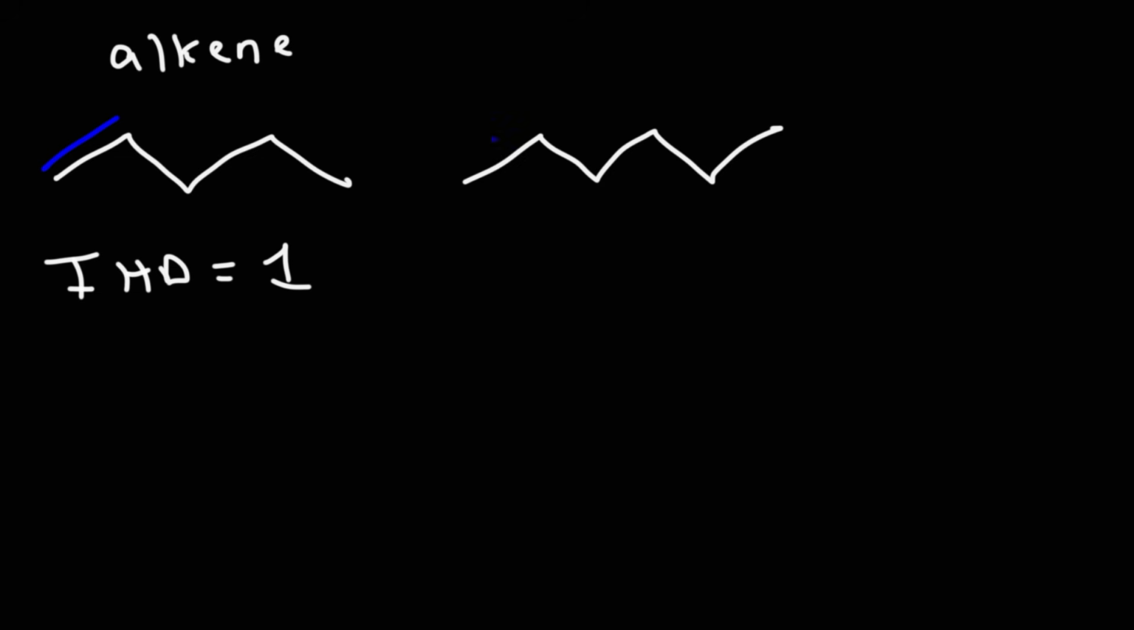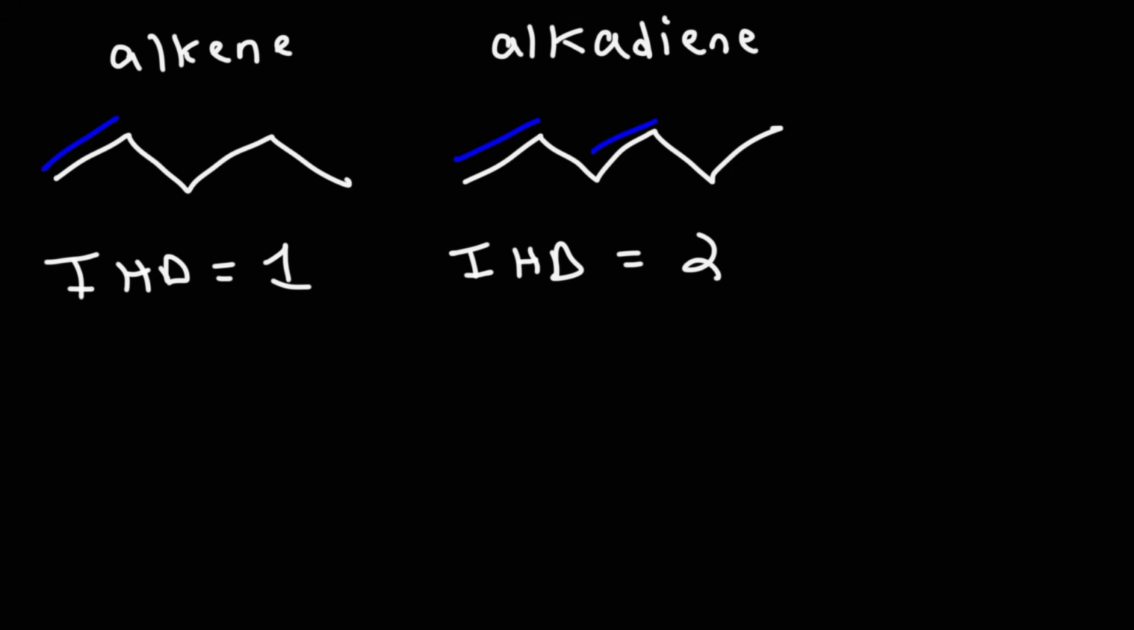This is a diene, or you can also call it an alkadiene. Di means 2 since we have 2 double bonds. The IHD for this molecule is 2. This is also known as a conjugated diene. Whenever you have alternating double, single, and double bonds, you have what is known as a conjugated diene. This here is an alkatriene. It's also a conjugated alkene.